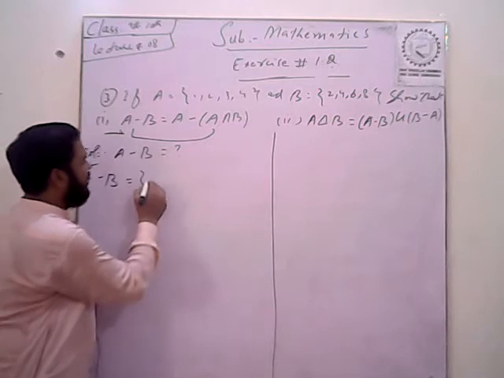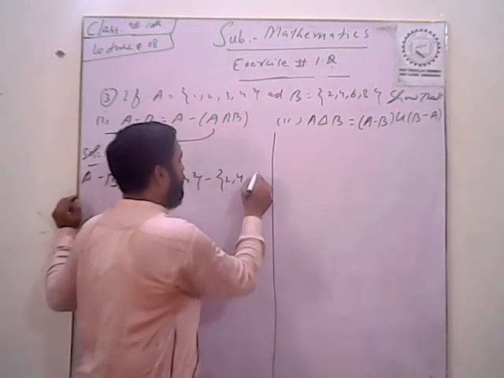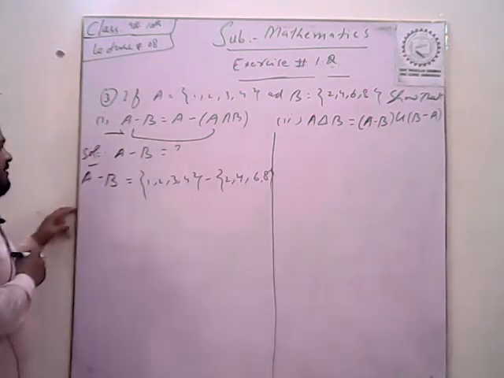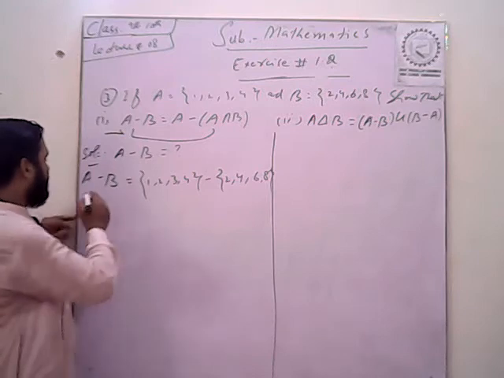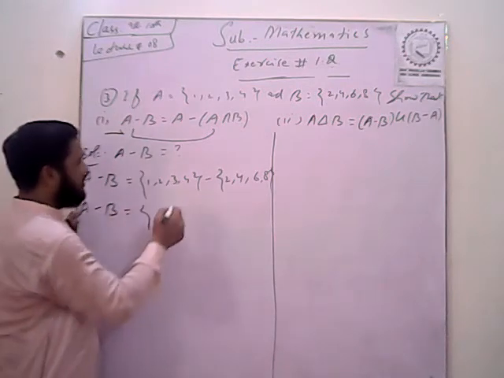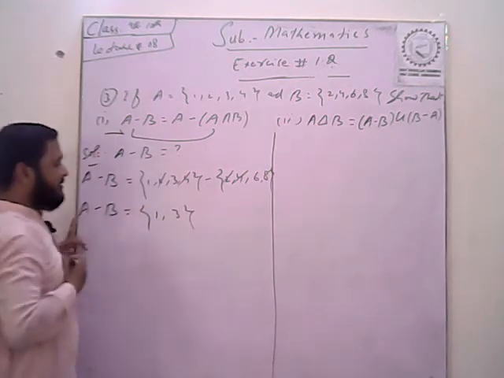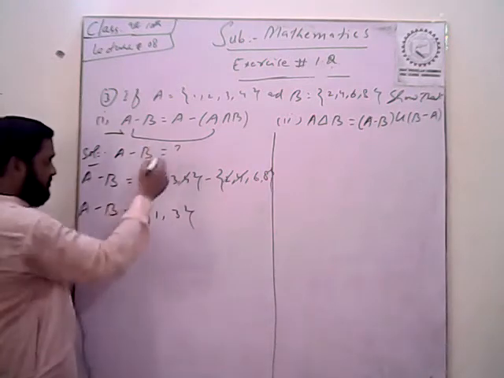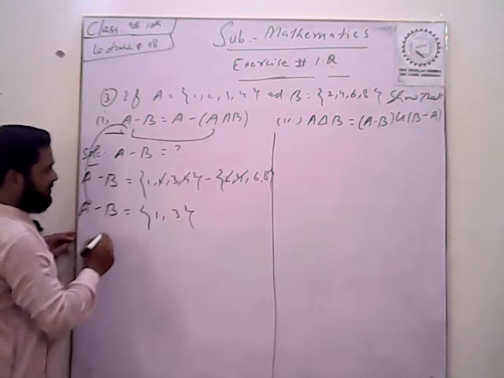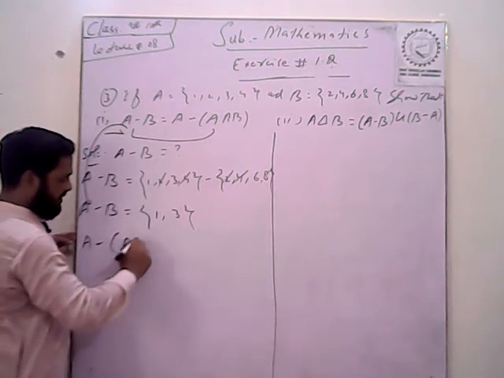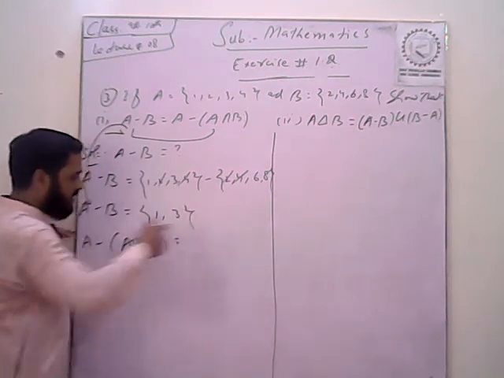A is equal to 1, 2, 3, 4, and B is equal to 2, 4, 6, 8. The rule to find the difference of two sets is to take only the elements of A. So A difference B: 2 and 4 will be cancelled, and we get the elements 1, 3, the difference of the two sets A and B. So this side is equal to these values. Again, for the right hand side, A difference A intersection B, we find these values, and the answer must be equal to A difference B.